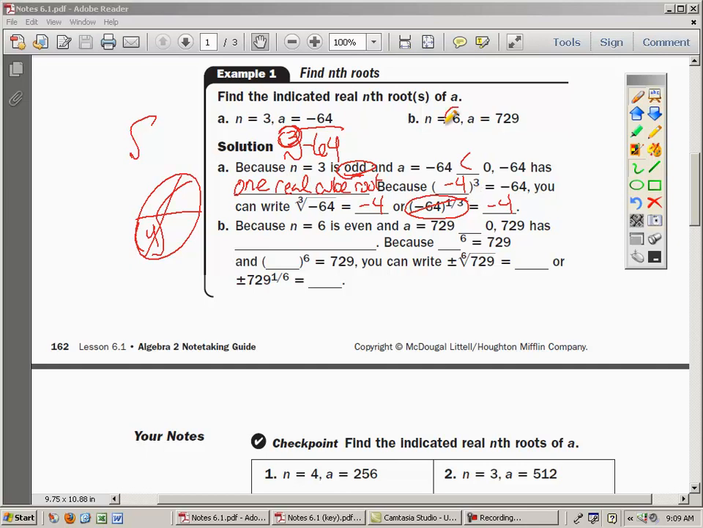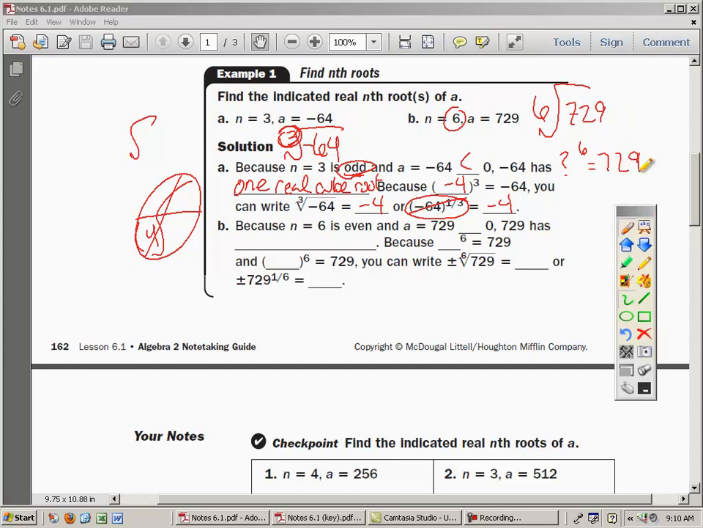Now in the next one, we want the sixth root of 729. So we're asking ourselves, what number did I raise to the sixth power and get 729? Well, obviously the sixth power is a pretty large number, but because this is an even root, the only way we can take the even root of a number is if it's positive. In this case it is, since it's greater than 0. We know that we're going to get two real solutions, or 2 real sixth roots, because there are 2 numbers that I can raise to the sixth power and get positive 729.